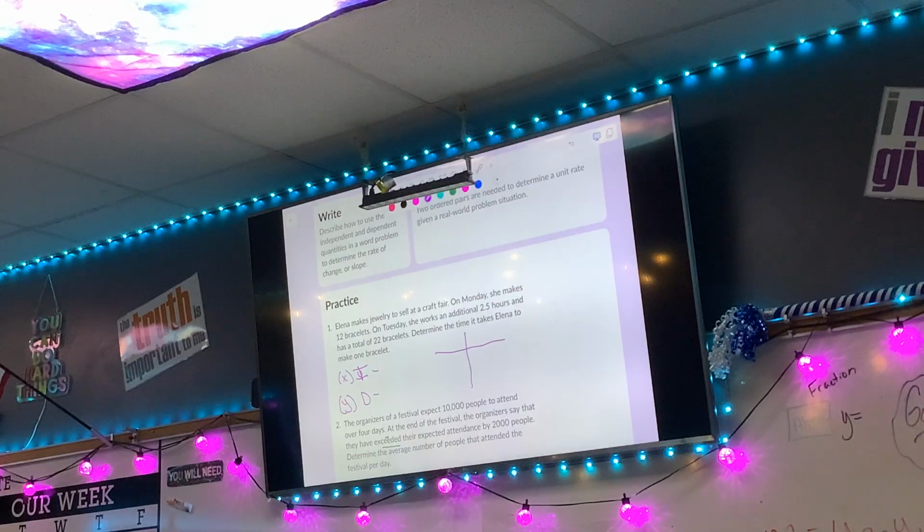Determine the time it takes Ellen to make one bracelet. What is my independent? Bracelets. Do you see? One. I want it per item, each. I want it one bracelet. So I know whatever it's going to say, per bracelet. And then the other would be hours.